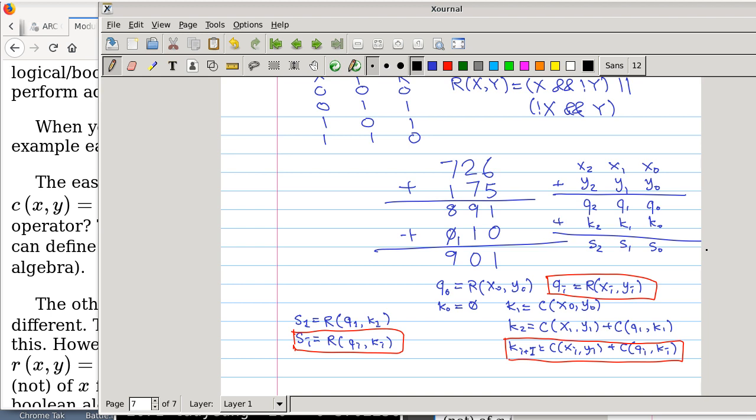Where it says q sub i is equal to r of x sub i comma y sub i. You said r is the result. Is that synonymous with partial sum? Yes. So the result of applying the R function is a partial sum. Well, I called it a partial sum. Any other further questions about this slide?